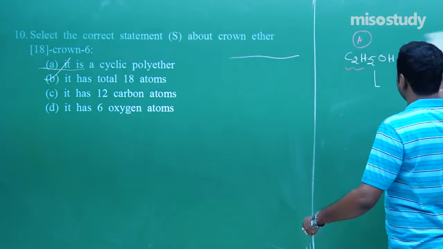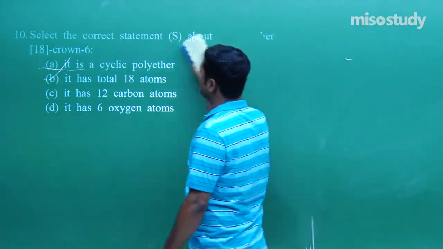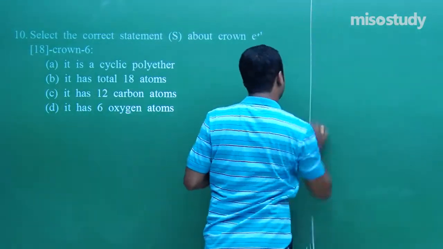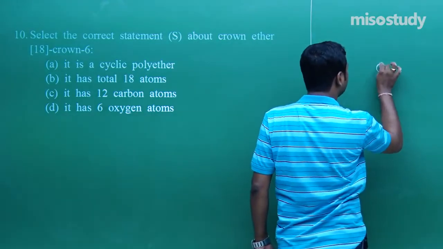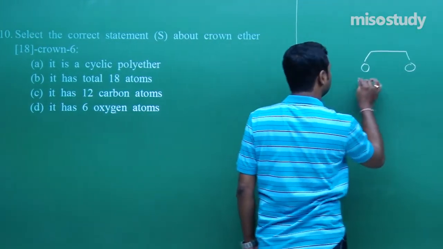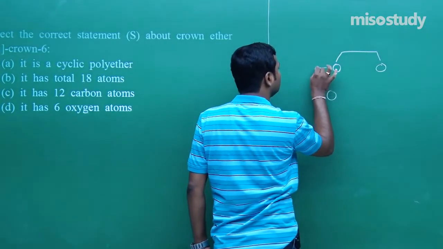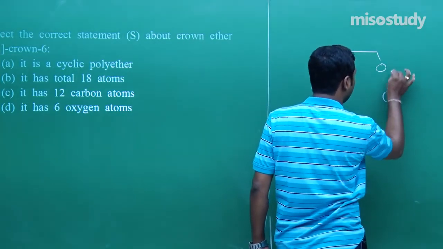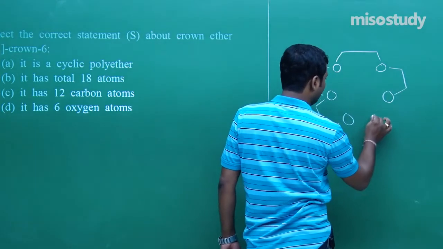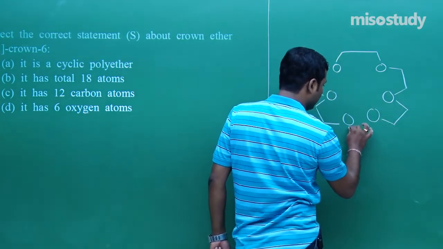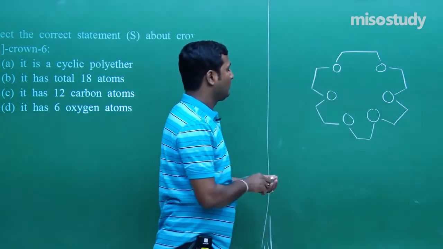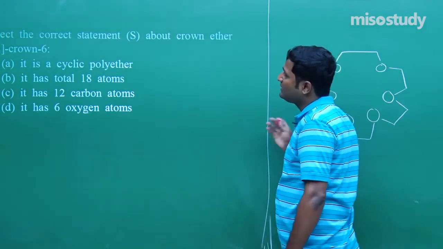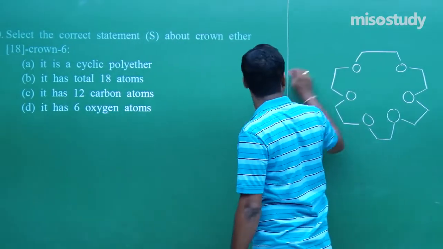Now the next question is a multiple choice type question. Select the correct statement about crown ether. What are crown ethers? As I know, if I put here O, then O like this, put here O also like this, and put here O also like this, until I count 1, 2, 3, 4, 5, 6. That is, it is crown 18, crown 6. It is a cyclic polyether. Yes, this one is correct.